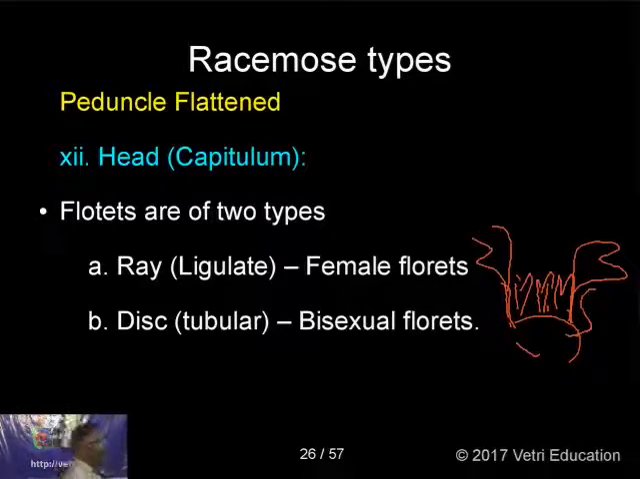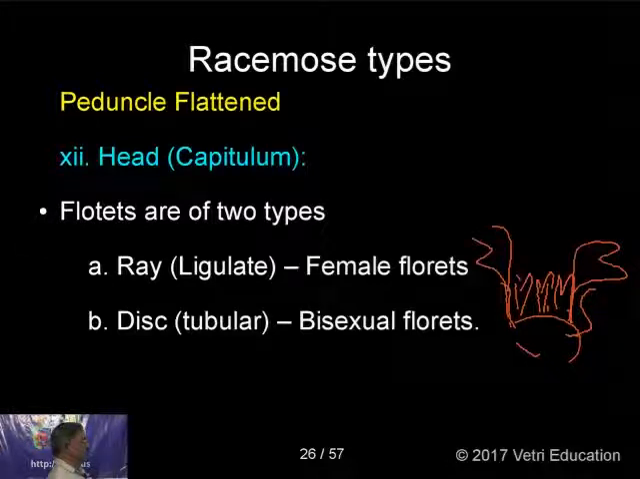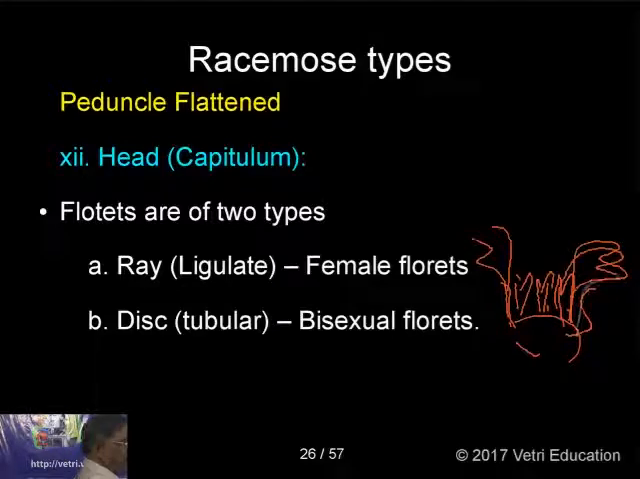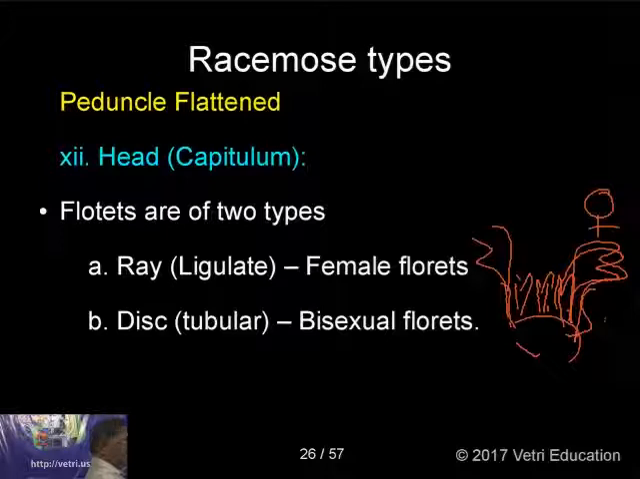Heterogamous and homogamous types we will discuss later. The florets are of two types. The ray florets are the peripheral florets. These are called the ligulate florets, and these are female florets. The middle florets, which are tubular florets, are also called the disc florets, and these are bisexual florets. Remember.